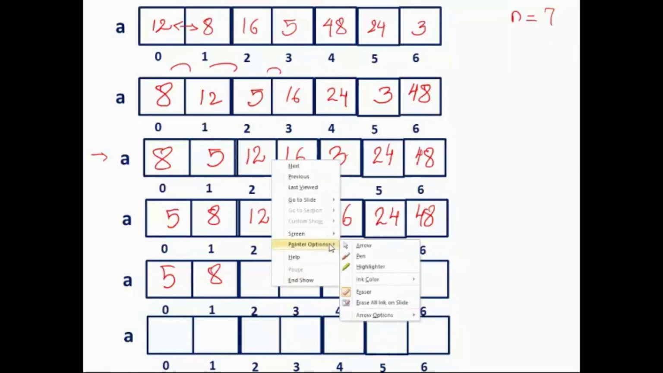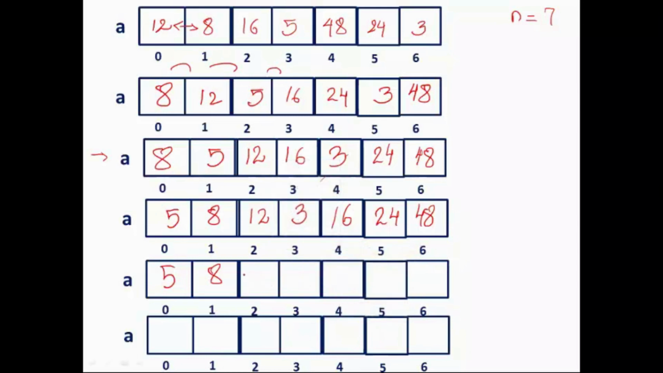Okay, so this is 3 इधर जाएगा अभी, right? 12 and 16 proper. 12 इधर आ गया. 16 and 24 proper. 24 and 48 proper. Then I'll go to the next step.